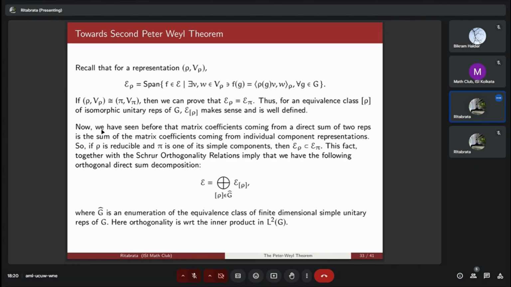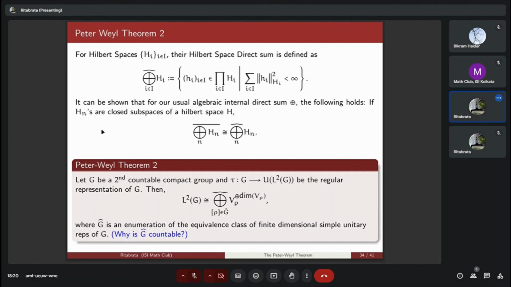So I'm moving to the next page. I think I'm almost running out of time. For Hilbert spaces, their Hilbert space direct sum is defined as all tuples in the product space whose sum of squares of norms is finite. This is the most obvious thing to do, because you cannot make the entire product a Hilbert space, since an uncountable sum of things might not make any sense. They might not converge, and you cannot make a norm structure there. So we only take things that are square summable.